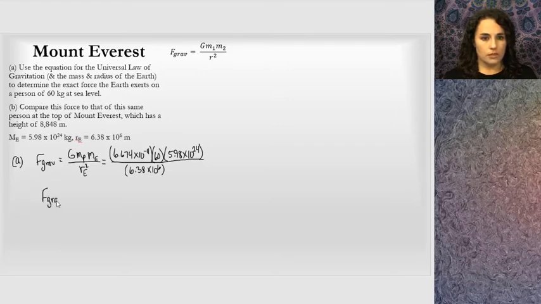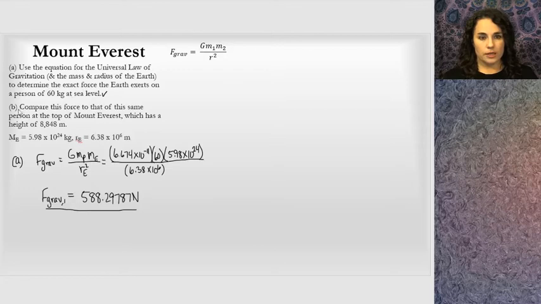So when you run this through your calculator, the force of gravity in this initial situation at sea level is 588.29787 newtons. It's just a straight equation. We just used a straight equation and calculated it.